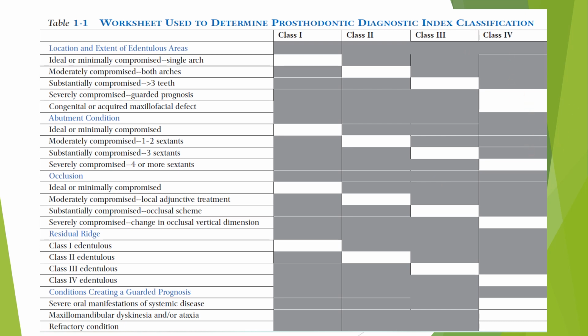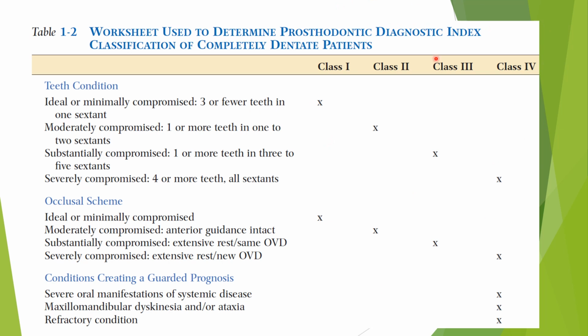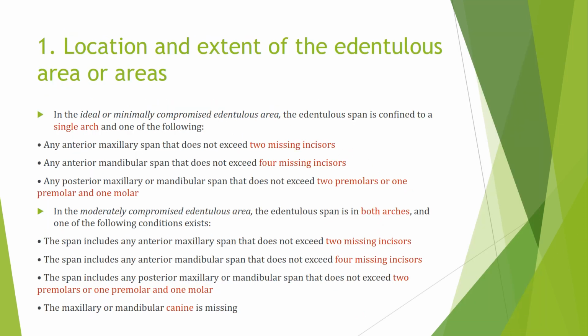Similarly, class 2 and class 3, class 4. Okay, we'll be discussing it in detail. Okay, worksheet again, it's almost the same thing, guys. So they're just marking it in another way. Same thing, guys. Coming to the first one, the location and extent of edentulous area or areas.